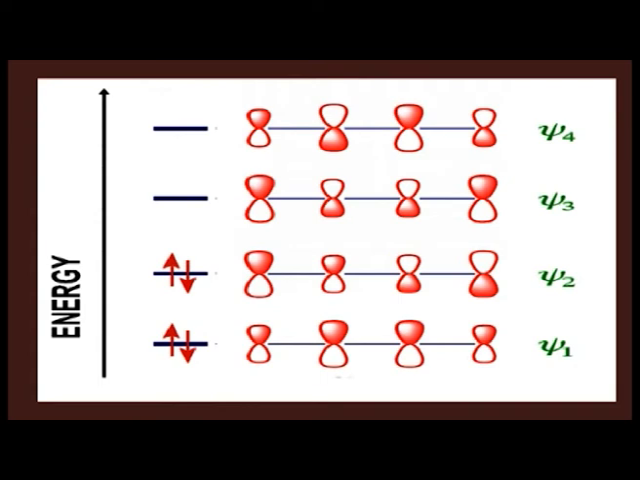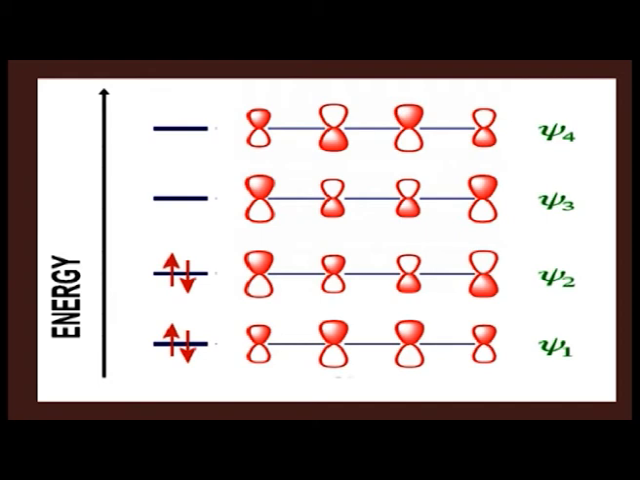This does not contain any nodal surface and therefore is of lowest energy. Psi 2 is the second occupied orbital but contains one nodal surface and therefore has higher energy than psi 1. Psi 3 contains 2 nodal planes and has even higher energy, and psi 4 contains 3 nodal planes and therefore has the highest energy. In terms of occupancy of electrons, psi 1 and psi 2 serve as the ground states.